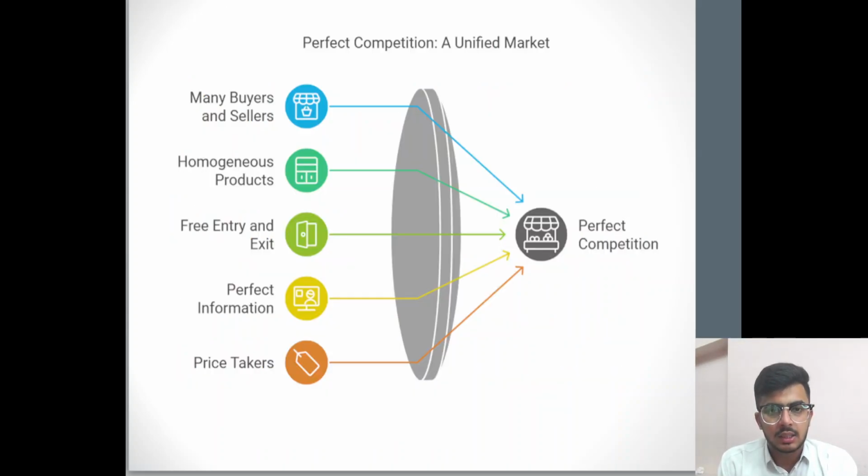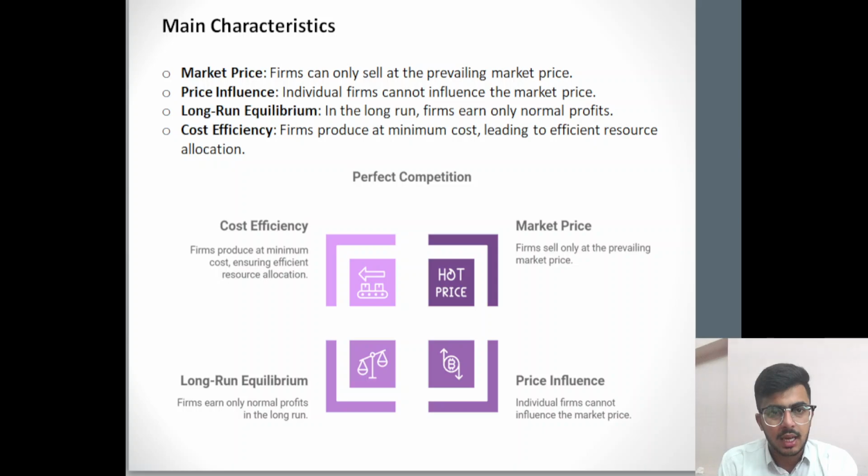This is the diagram of perfect competition, a unified market structure. The main characteristics are: market price, firms sell at the market price. The second one is long run equilibrium, which ensures only normal profit. And the last one is cost efficiency: efficiency of cost management leads to resource efficiency.